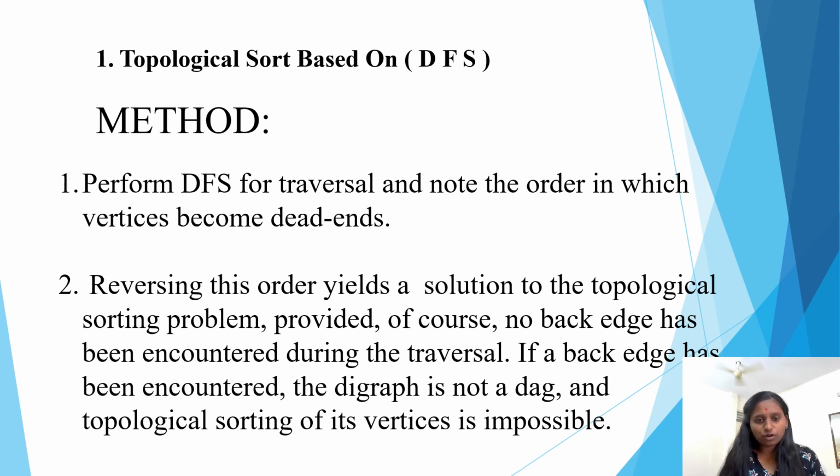Perform DFS for traversal and note the order in which vertices became dead ends. You should traverse the nodes until they become dead ends and reverse this order to get a solution for the topological sorting. Of course, no back edge has been encountered during the traversal. If a back edge is encountered, the digraph is not a DAG and topological sorting of its vertices is not possible.